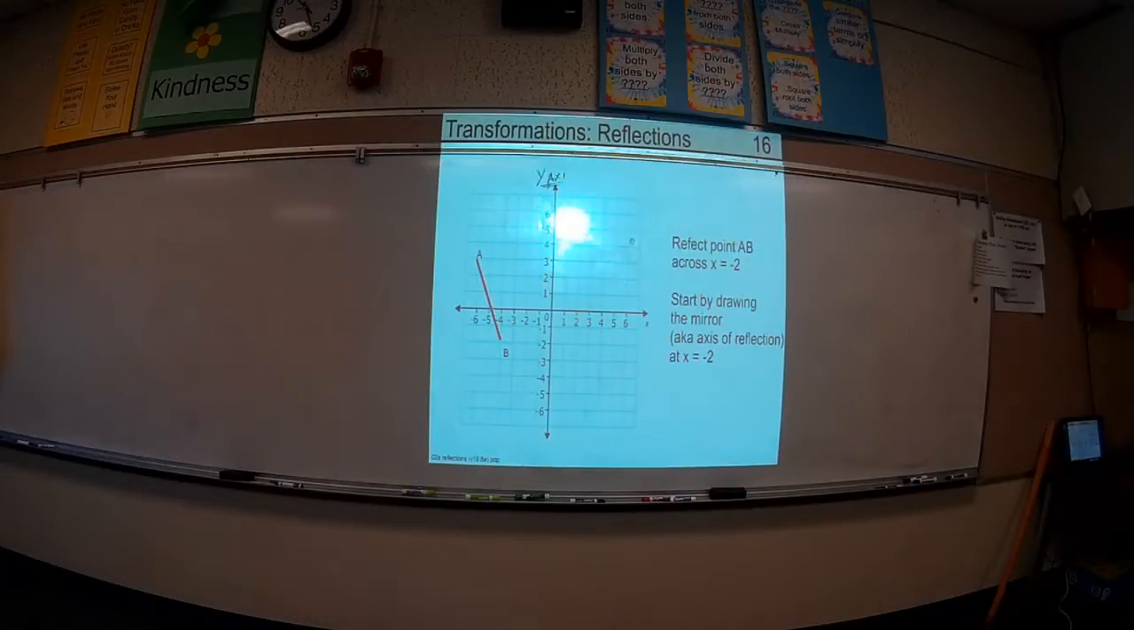Where is this point? Put your pencil at 0, 0 on the computer screen. Okay, go over. Go over 1, 2, 3, 4, and then how far down? 1, 2. Okay, now mirror that over here. 1, 2, 3, 4, and then down.